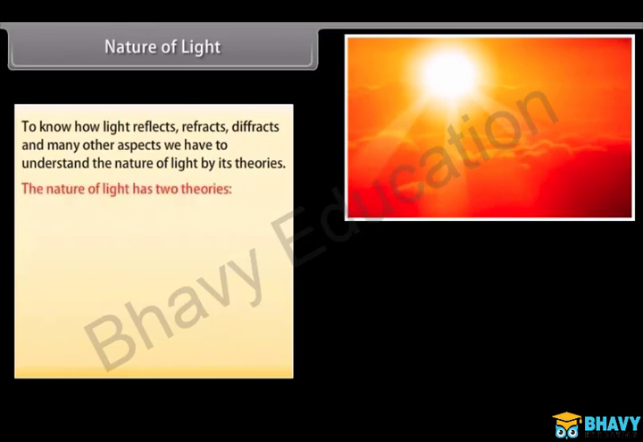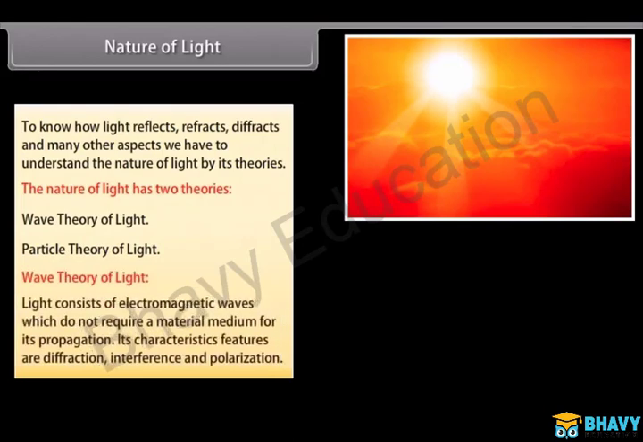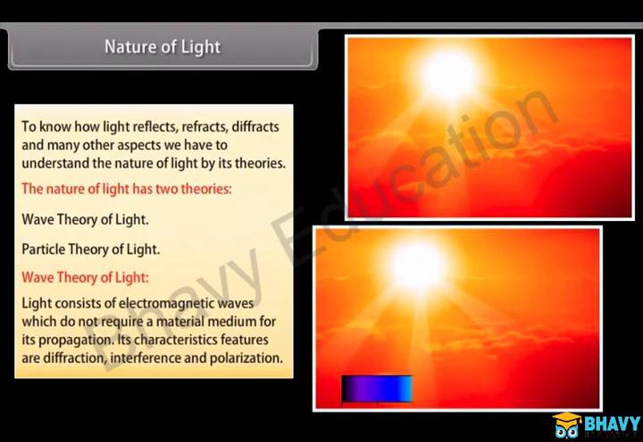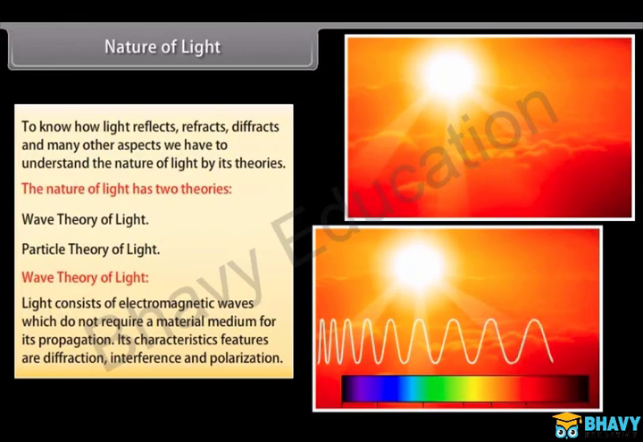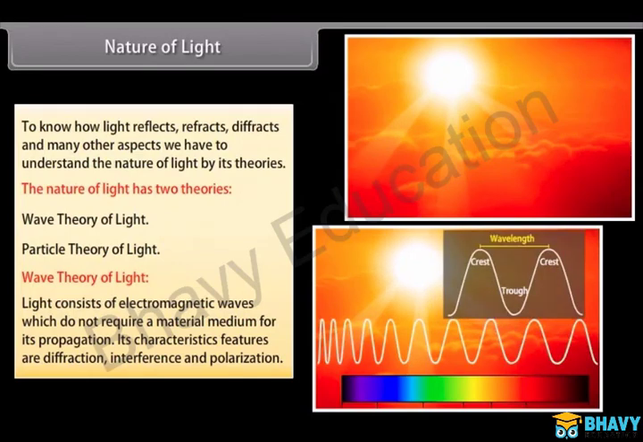The nature of light has two theories: wave theory of light and particle theory of light. Wave theory of light. Light consists of electromagnetic waves which do not require a material medium for its propagation. Its characteristic features are diffraction, interference, and polarization.